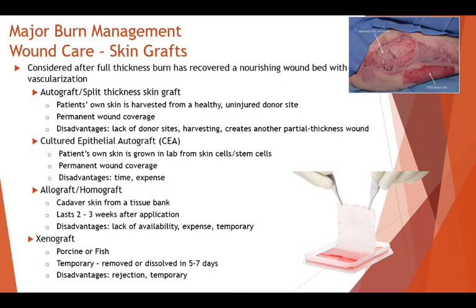And what they do is they take a piece, so you can see they kind of take a, I don't want to call it a vegetable peeler, but it's a vegetable peeler, and take off a top layer of skin. So you're basically creating a first-degree burn there. But you're taking off a layer of skin, and then they put it through a mesher so that it can expand over a larger space.